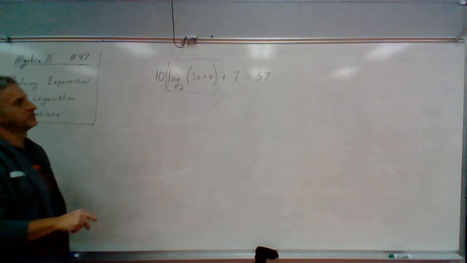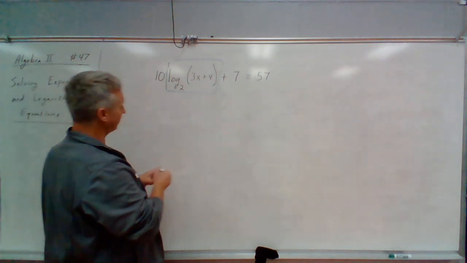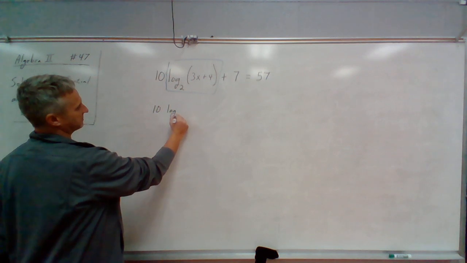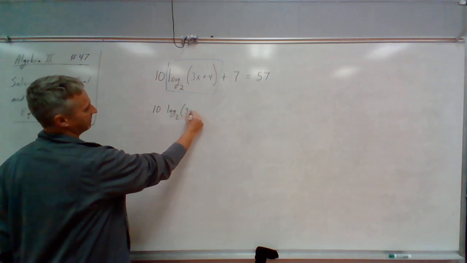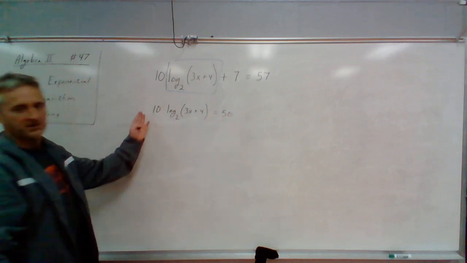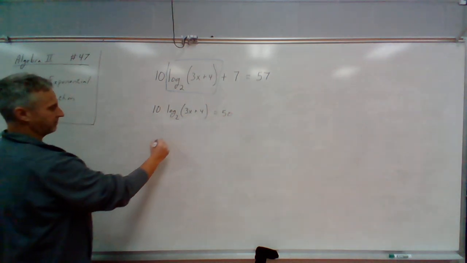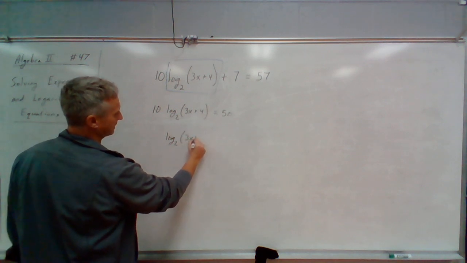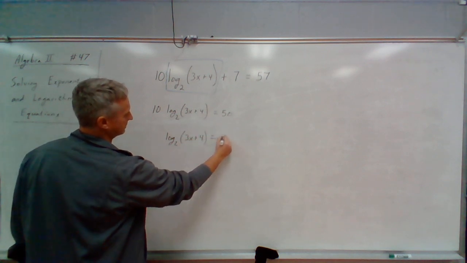Okay, so that's pretty simple to do. I'm just going to subtract 7 from both sides. That will leave me with 10 times log base 2 of 3x plus 4 equals 50. Then I can divide both sides by 10. I'll get log base 2 of 3x plus 4 is equal to 5.